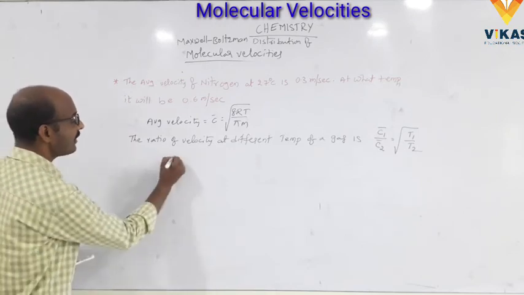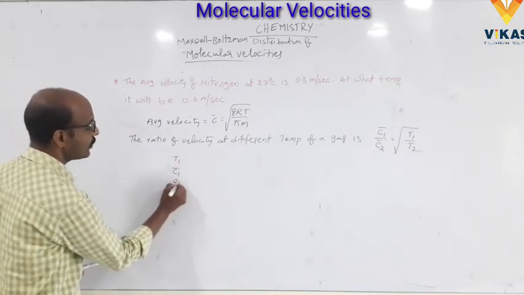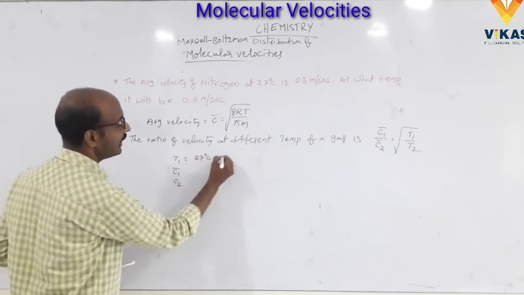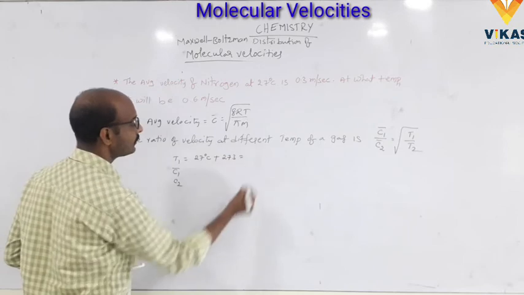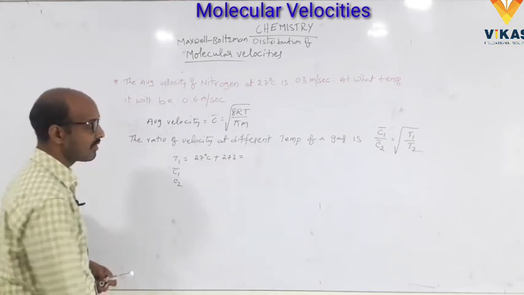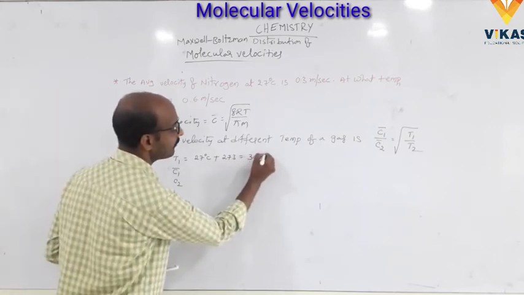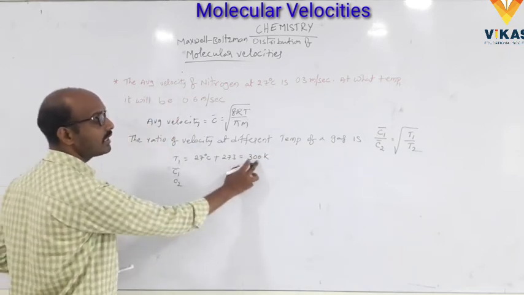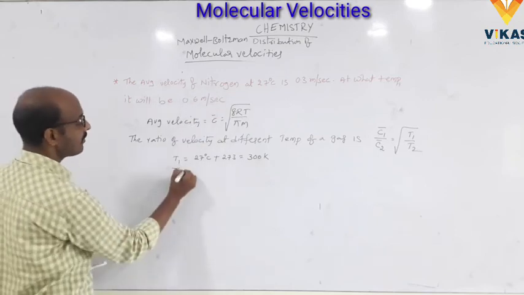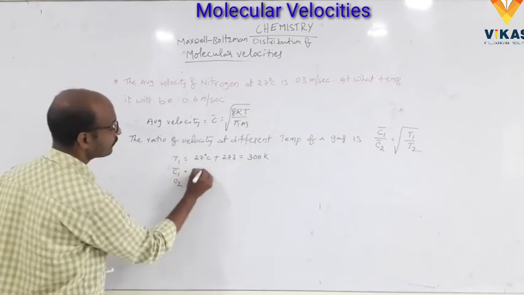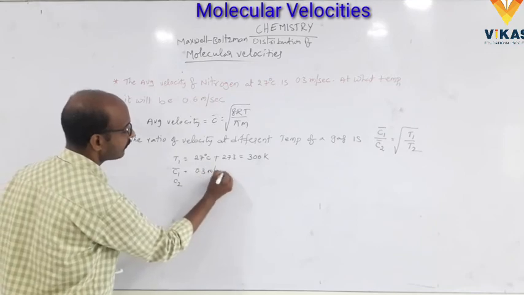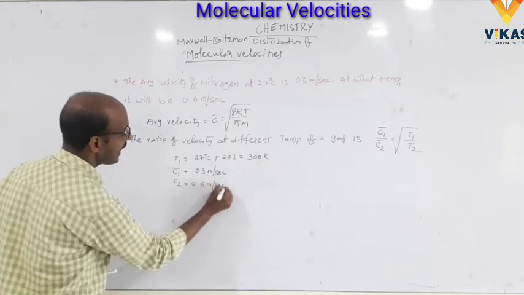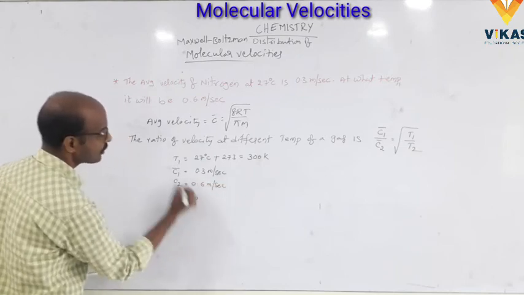Here we know the T1 value, and the C1 bar and C2 bar values. The T1 value is 27 degrees centigrade. Converting to Kelvin, we add 273: 27 plus 273 equals 300 Kelvin. We know C1 is 0.3 meters per second, and C2 is 0.6 meters per second. We calculate T2, which is the unknown.